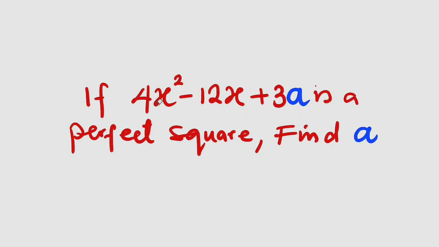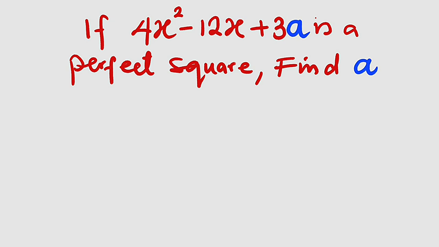We are given that if 4x squared minus 12x plus 3a is a perfect squared quadratic expression, we are asked to find the value of a. Alright, I'm going to show you two different ways to do that. Let's start with the first method.